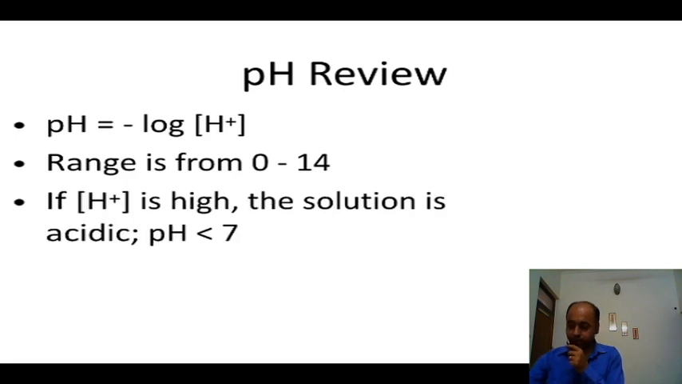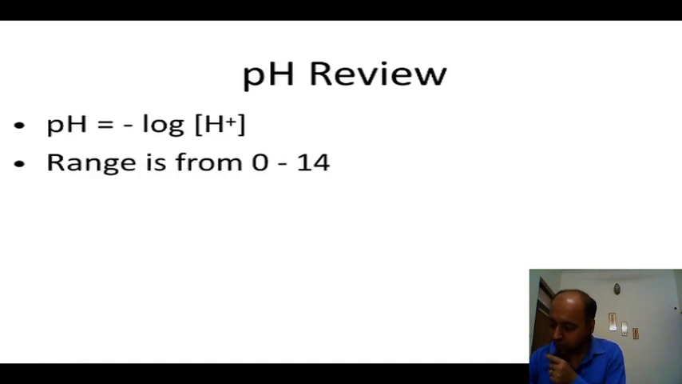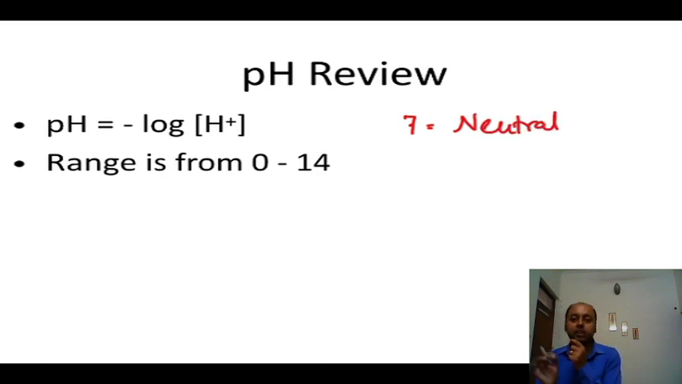In addition, the pH value of 7 is said to be the neutral pH. Reason being, at this pH, the concentration of H plus and OH minus is equal. Both of them are 10 to the power minus 7. So this is the neutral pH.